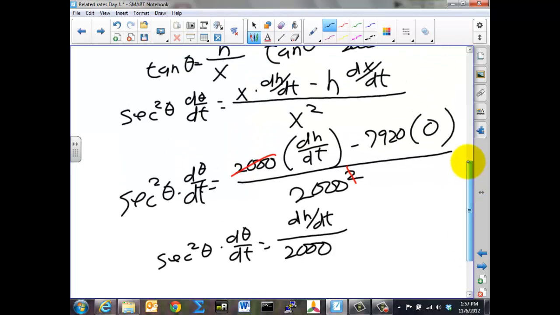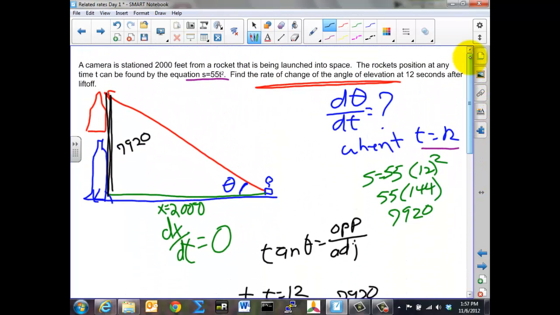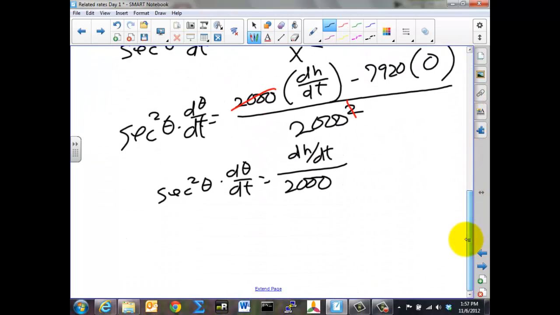What did we decide we were trying to find? The rate at which the angle of elevation is changing. So we're looking for d theta dt. This is our goal, to figure out what that is. We don't know what theta is. We don't have a theta or a dh yet. Can we figure out what theta or dh are?